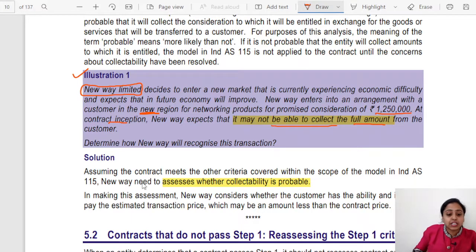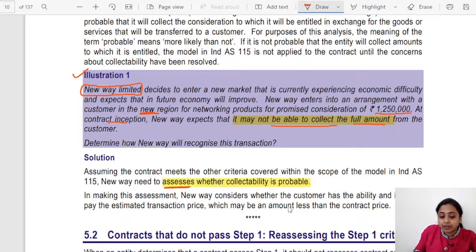See, assuming that the contract meets the other criteria covered within the scope of the model in Ind AS 115, New Way needs to assess whether the collectability is probable or not. If there are lesser chances of full recovery and high chances of bad debts, then they will not be able to recognize it in the balance sheet. In making this assessment, New Way considers whether the customer has the ability and intent to pay the estimated transaction.